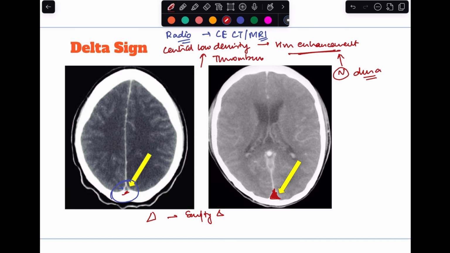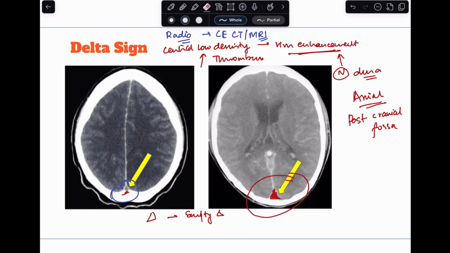I've told you that we see this in contrast enhanced CT and MRI. If someone asks you specifically in what section of the scan you see it, your answer would be that you see it in the axial cut, and if we go into further detail, in the posterior cranial fossa. You can see this is the posterior cranial fossa region. So this is the reason behind the delta sign appearing like this.